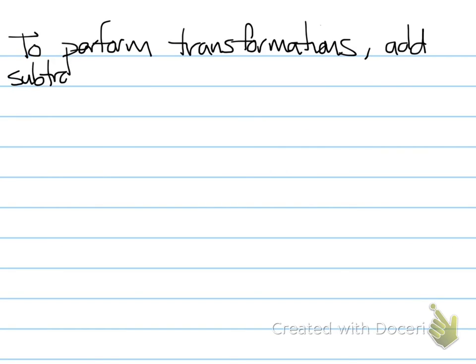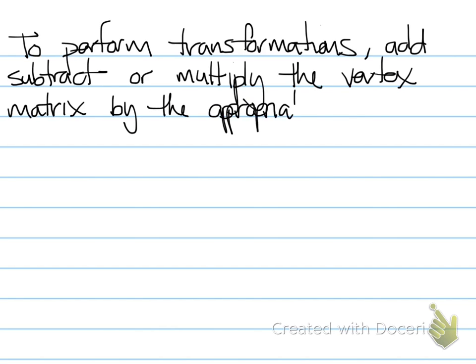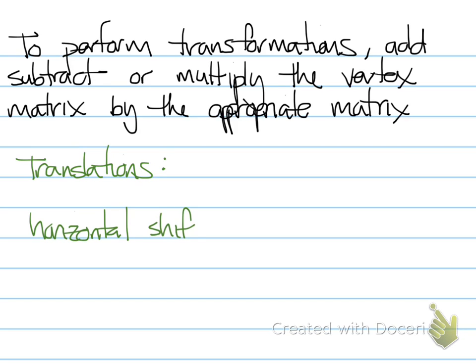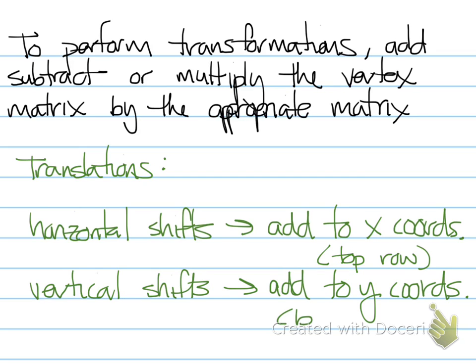All right, so to perform the transformations, we're going to either add or subtract, multiply the matrices by a scalar, or multiply two matrices. For a translation, or horizontal shifts, if we're going to move the pre-image horizontally, what we're going to do is add to the x coordinates. So we're going to add some number to the top row of our vertex matrix. And then for vertical shifts, we're going to add to the y coordinates, or the bottom row of our vertex matrix.